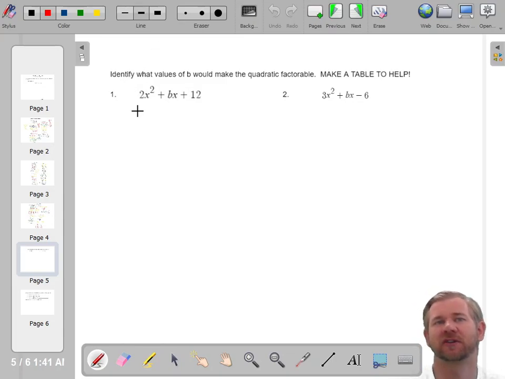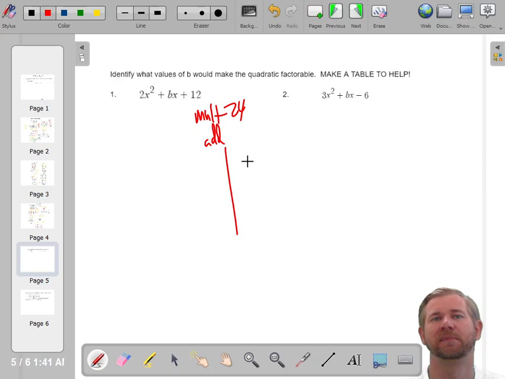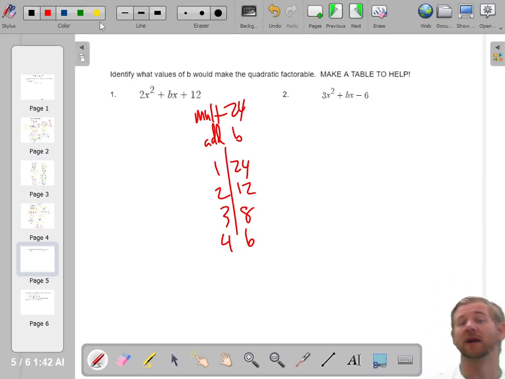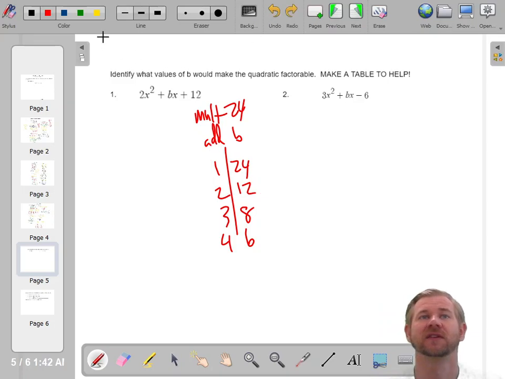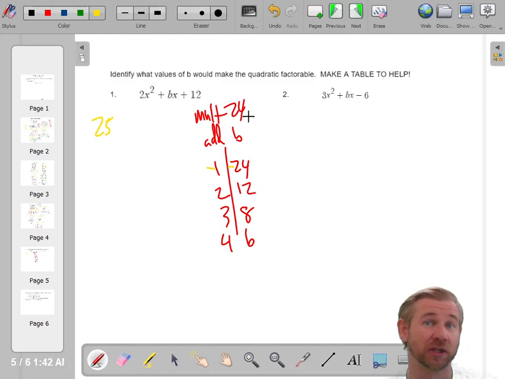What would make it factorable? So if I said factor this, you would be like, okay, I need to find numbers that multiply to 24 and add to b. Well, that means we get to pick what b is. So 1 and 24, 2 and 12, 3 and 8, 4 and 6. Okay, so if they have to multiply to 24, maybe they add to 25. So I'd say they could add to 25. And since I could make them both negative and they would still multiply to a positive, I'm going to say plus or minus 25.